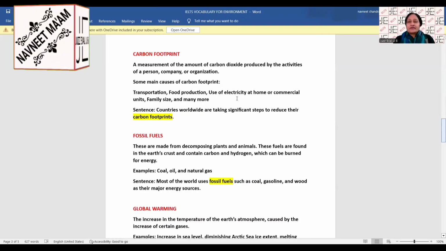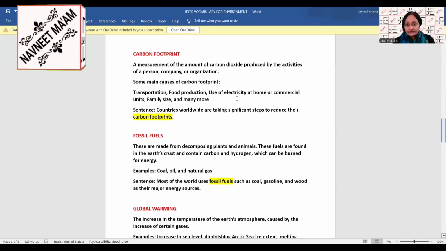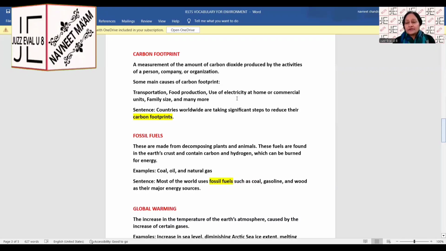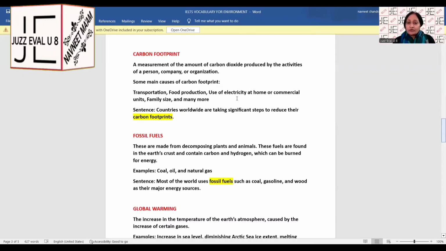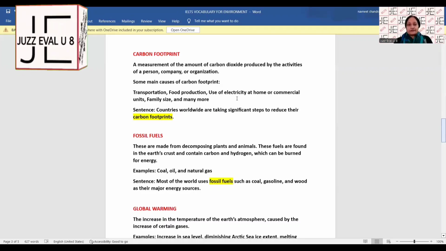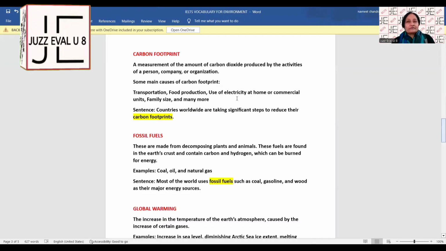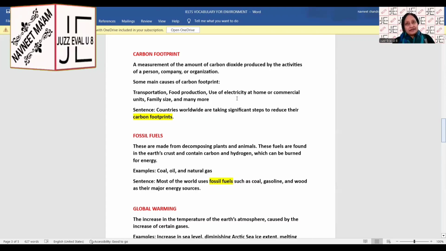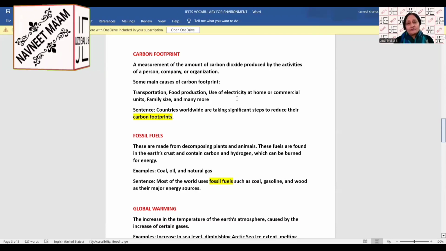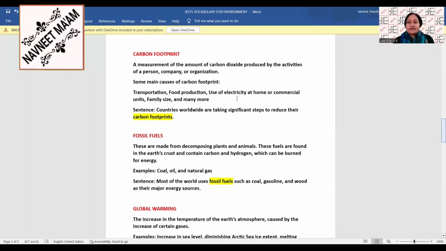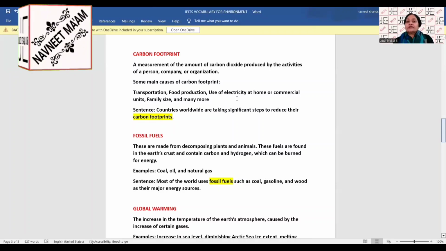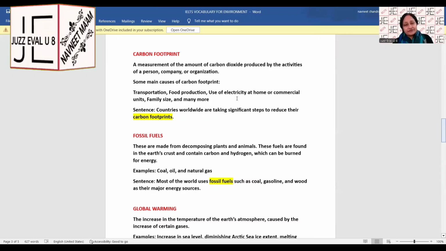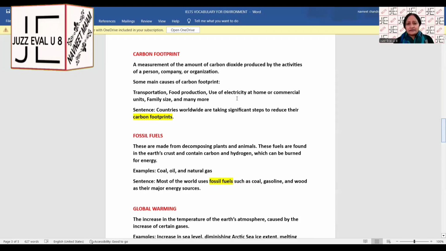Carbon footprint is the increase of carbon dioxide due to activities carried on by people or companies or organizations. Now, what are the main causes of carbon footprint? So, transportation basically lets out fumes, fuel, leading to pollution. Food production, obviously, various factories, industries, they let out a lot of waste. Use of electricity at home or commercial units, family size. Every person lets out a lot of carbon dioxide, and there are many more.